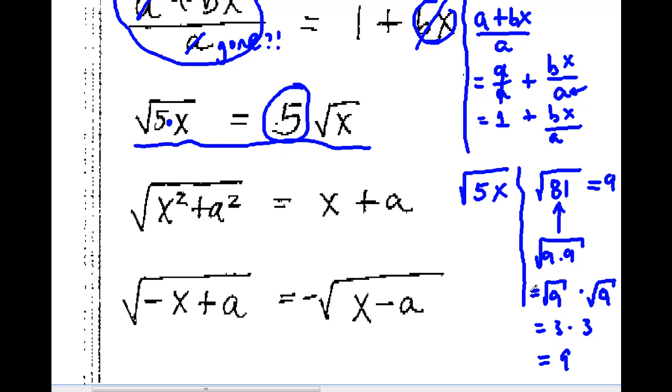So if you did this on the side, you know for sure that when you split this one up, the radical 5 is going to carry its own roof, and so is x, it's going to carry its own roof.